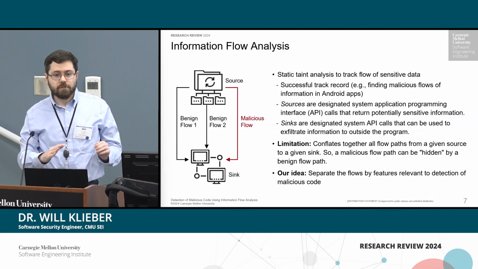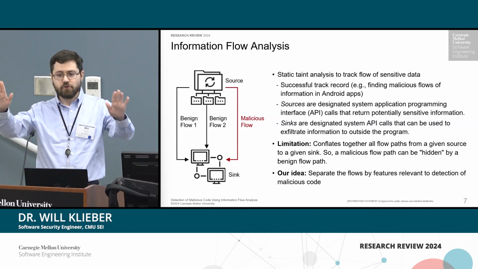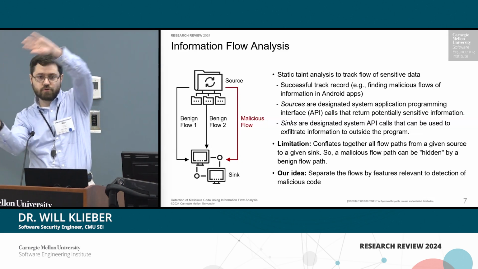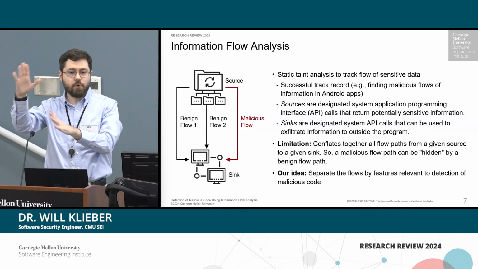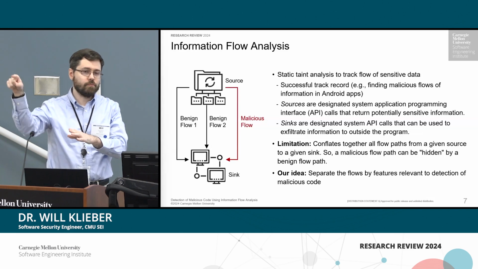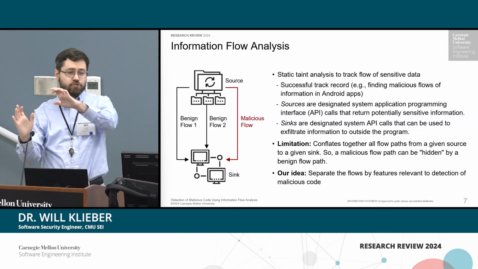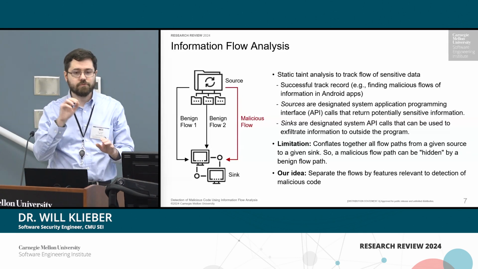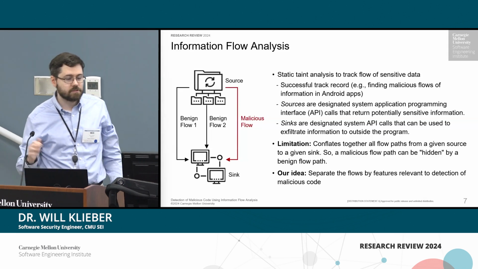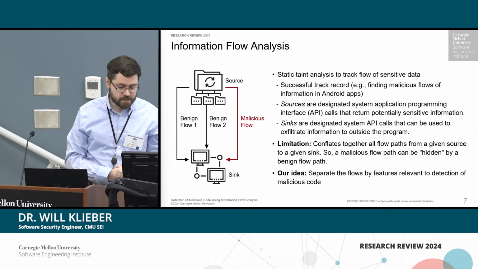So a limitation of traditional static taint analysis is that if you have a lot of flows going from the same source to the same sink, those flows all get conflated together. If you find one of them, the program says, oh yeah, there's a flow from this source to this sink, and that allows potentially malicious flows to hide behind benign flows. You might look at one of these flows and say, oh, that's benign, and then not further investigate other flows from the same source to the same sink.